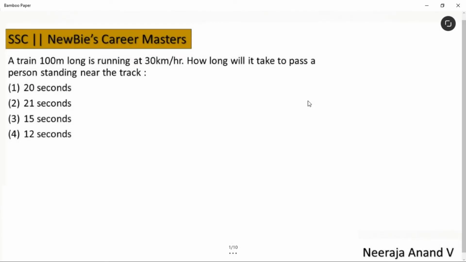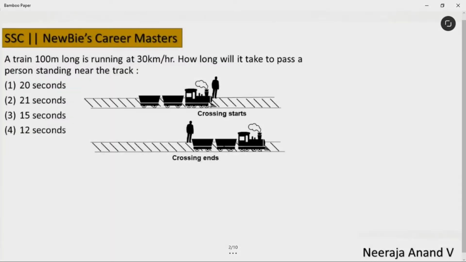While solving train problems, be careful. You should understand what is crossing what. First understand that, then you will get the proper idea to solve the train questions. See newbies, when the train reaches the person, the crossing starts. Am I clear? When the complete train comes out of the person, then the crossing ends. Okay, then how much distance has the train covered to cross that person? Think, it has covered its own length.